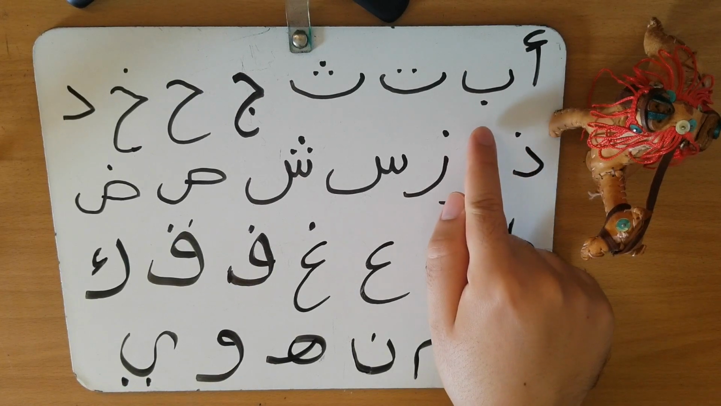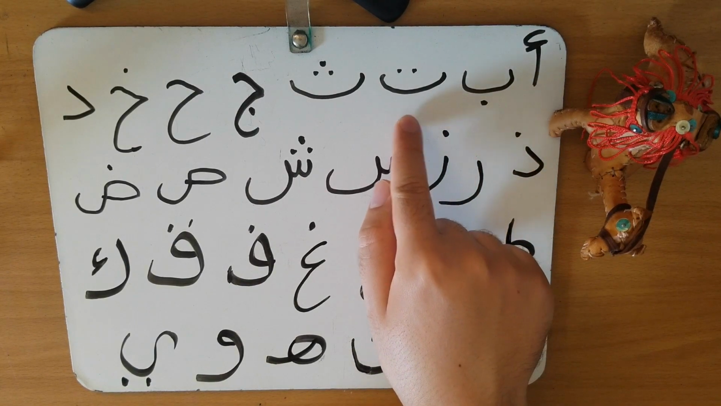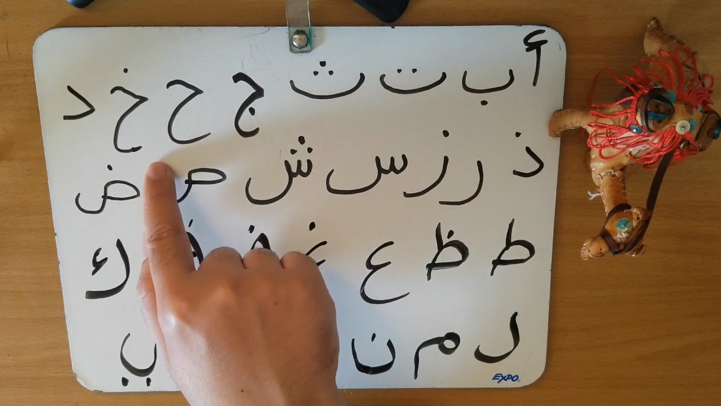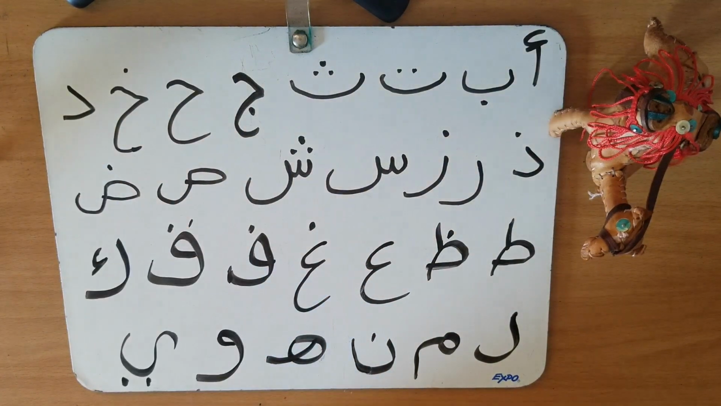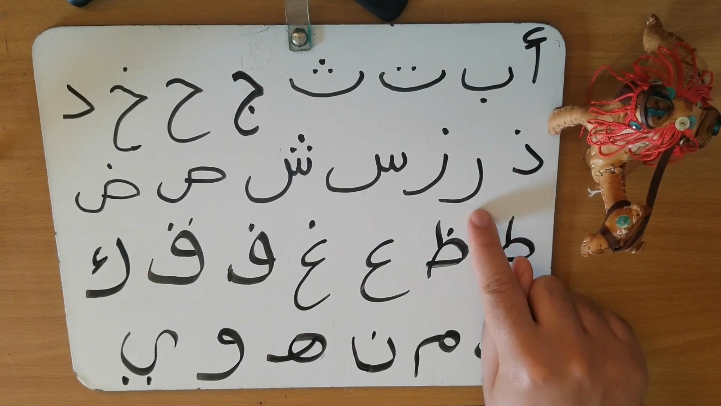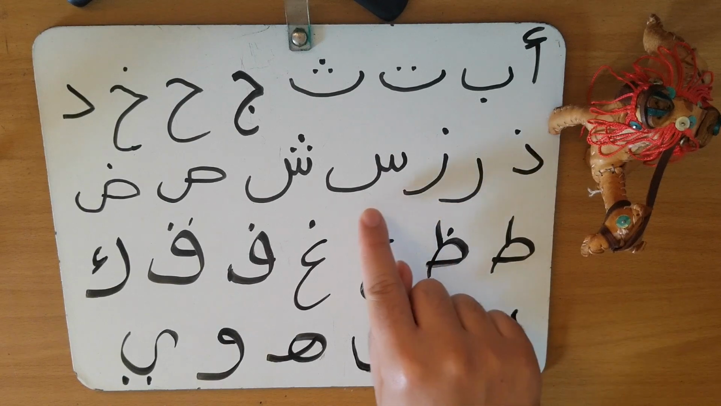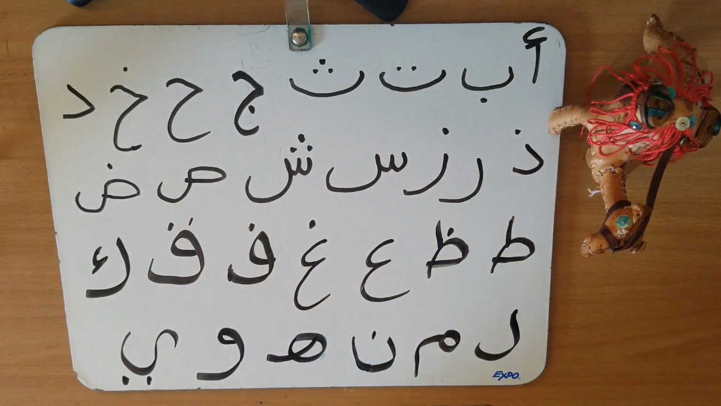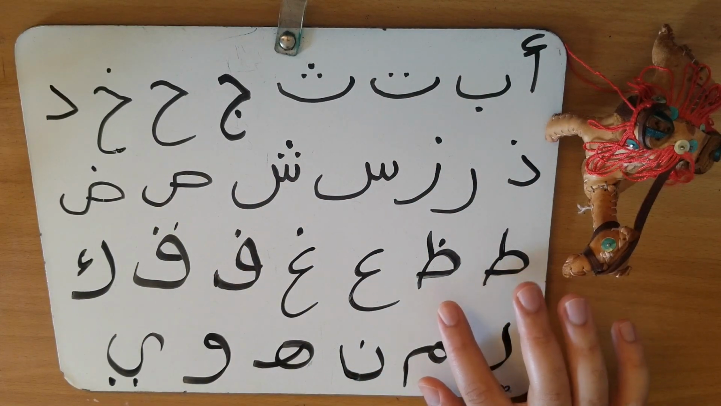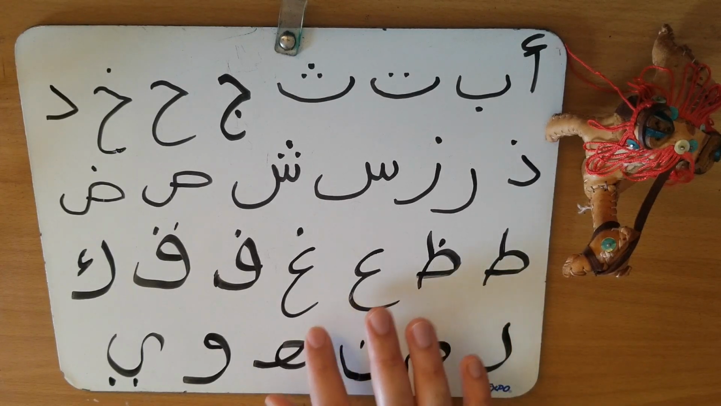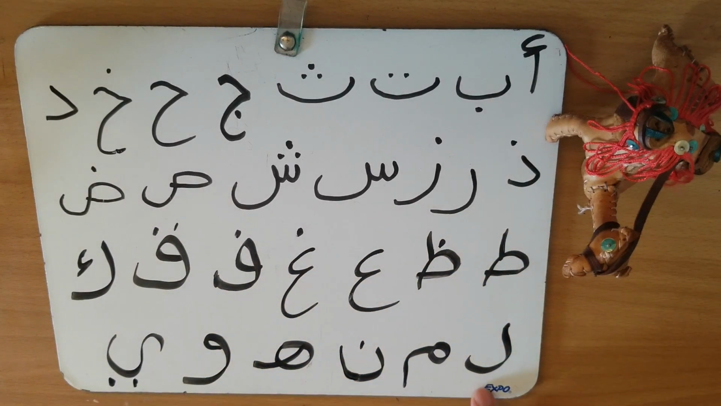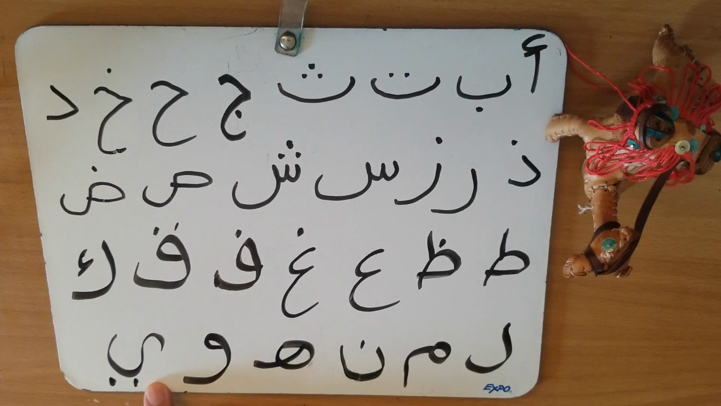Alif, Ba, Ta, Tha, Jim, Ha, Kha, Dal, Val, Ra, Zai, Sin, Sheen, Sad, Dad, Ta, Da, Ain, Ghain, Fa, Qaf, Kaf, Lam, Meem, Noon, Ha, Waw, Ya.